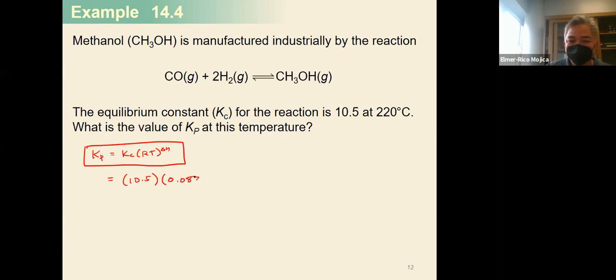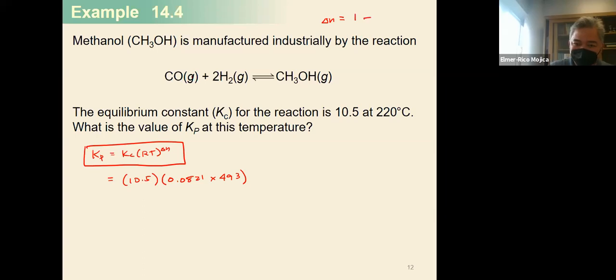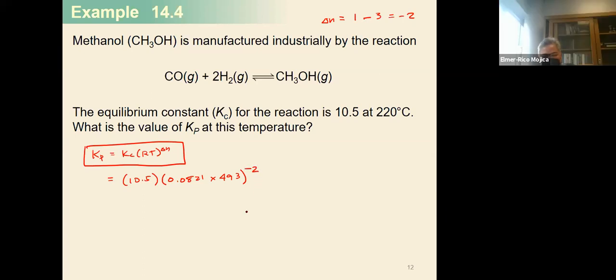So 0.0821 times the temperature, which is 220 plus 273, so that's 493. And what is our delta N here? Negative 2. It is 1 minus 3, so that is negative 2. Did you follow? Because you have 1 on the product side, then you have 1 and 2 on the reactant side. So 1 minus 3 will give you negative 2.